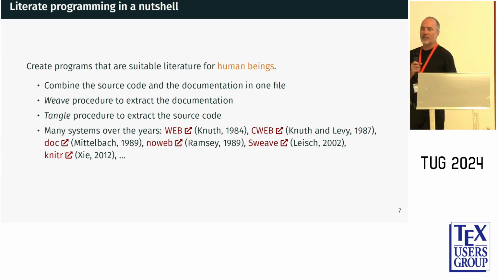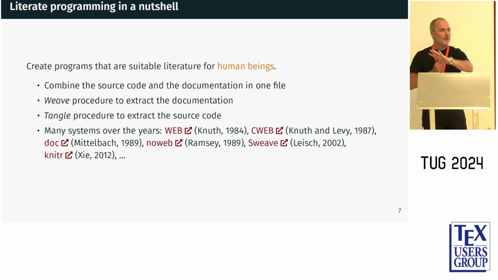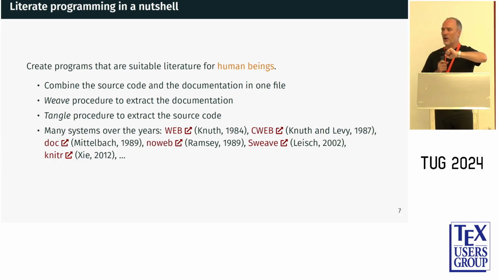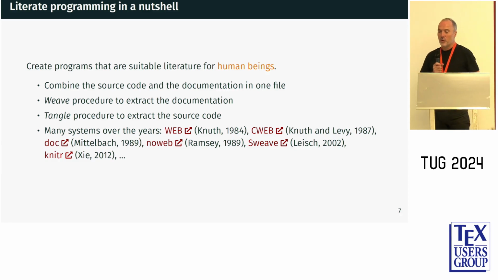So the players are, well, first, if we look at literate programming in a nutshell, the idea, as mentioned, is to combine documentation and a program in one single file, and to create either the documentation or extract the code. I wrote here extract the documentation. It's really create the documentation, because usually a part of the documentation can be created from the code itself. So the weave procedure is there to create the documentation, and we have a tangle procedure to extract the source code.